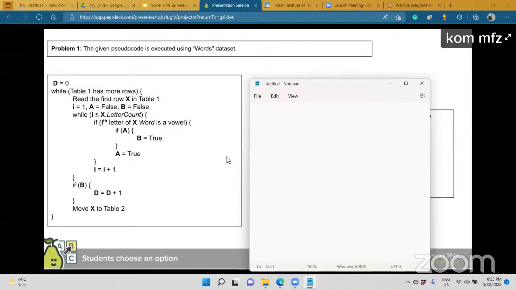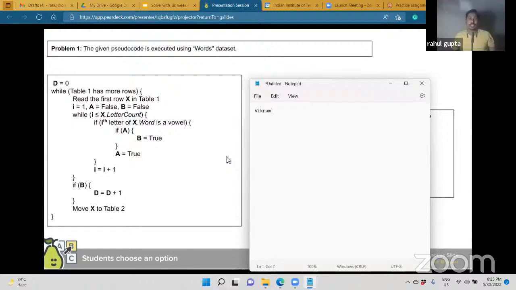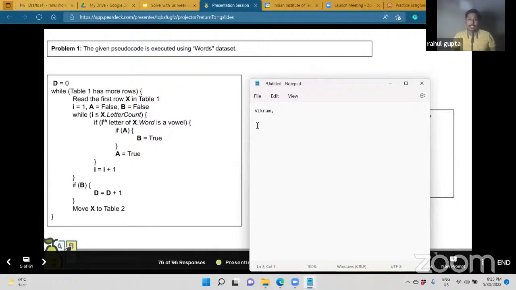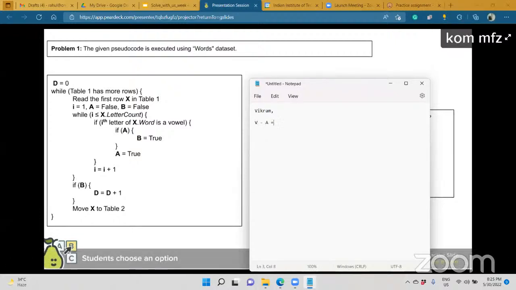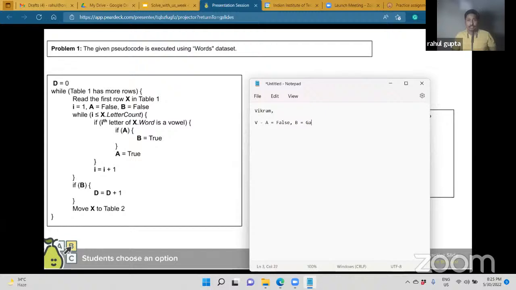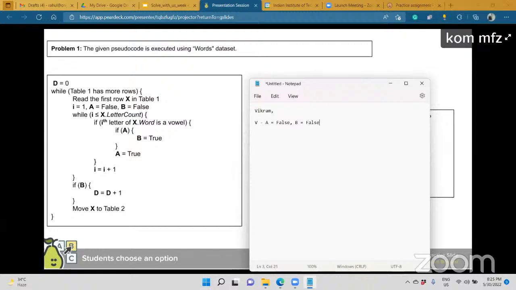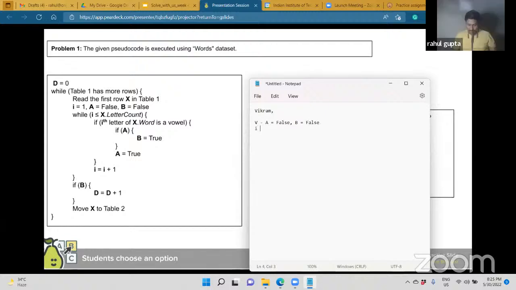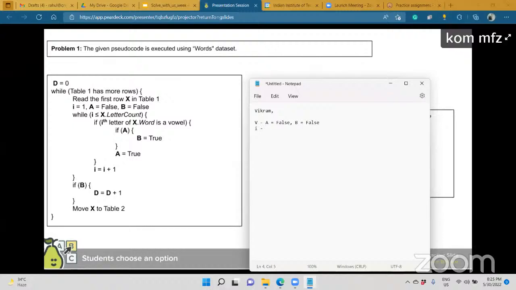So for V, the I will also increment, no? I is going to increment. Everyone knows about that. What is the problem? Okay. Now for V, you said that A is false, right? A is false, sir. But B is also false. B is also false, sir. Yes, sir. For I equal to 2, sir.